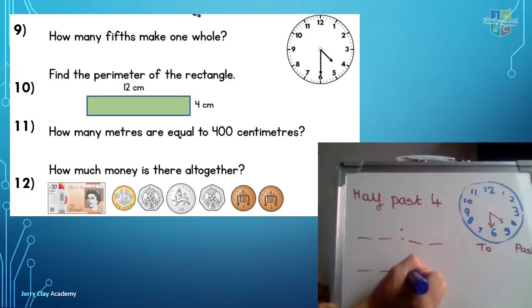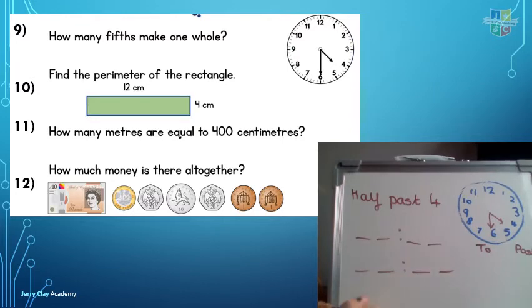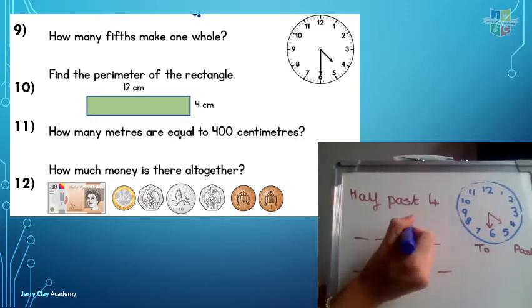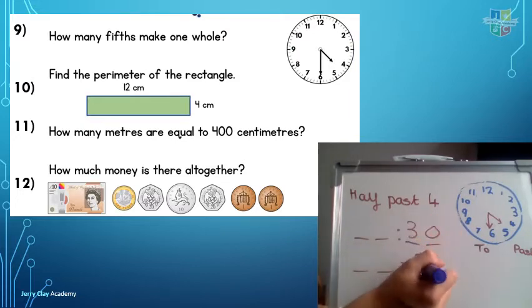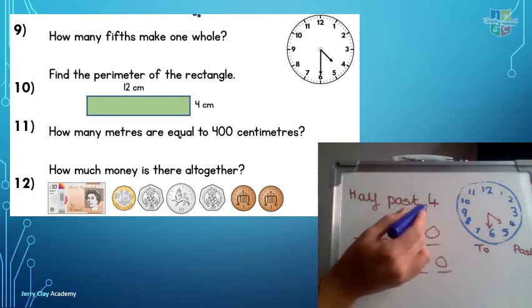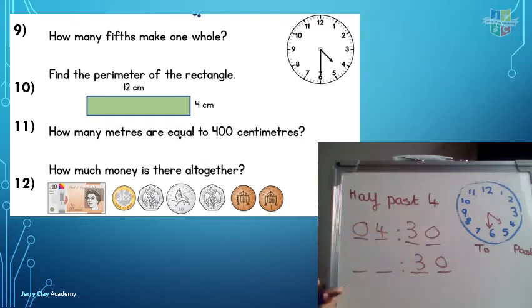Now when I go and do my digital clock, I can't write the words half past, but I know that in an hour there are 60 minutes, in half an hour there are 30 minutes, so it's going to be 30 minutes past. And then because it's past the 4, it's going to be 04:30. If I want to turn it into the afternoon, I add 12 to that, which is 16:30.